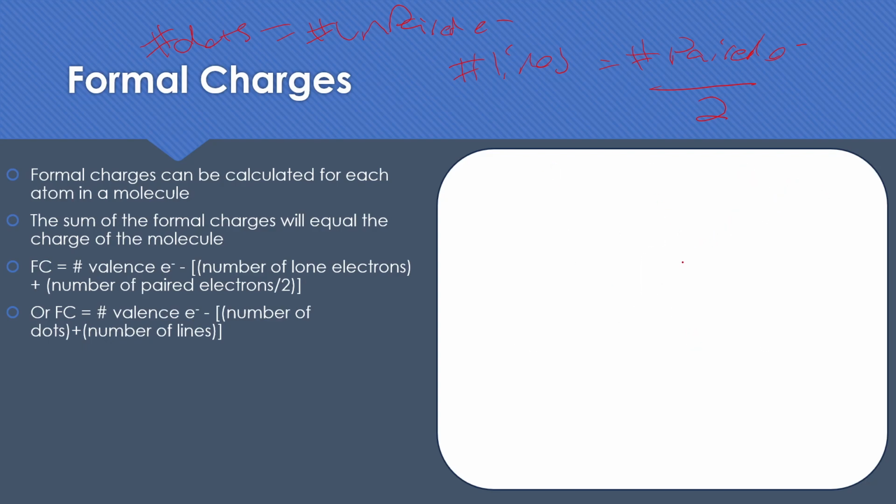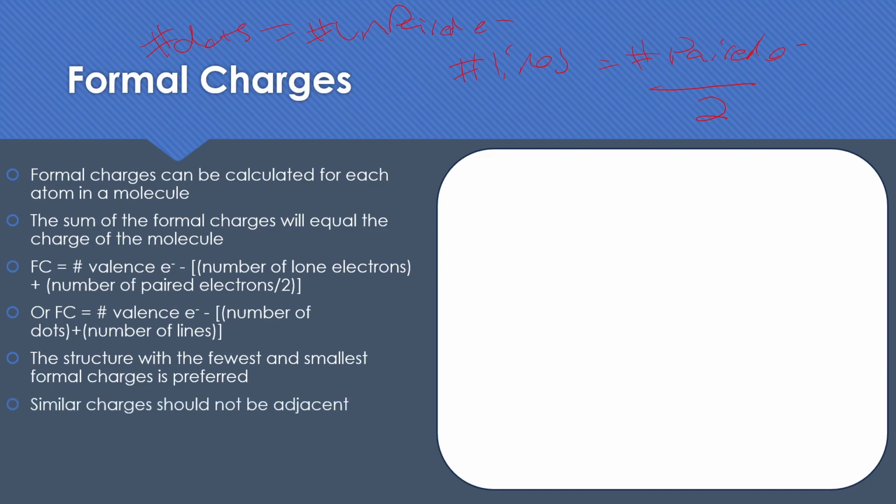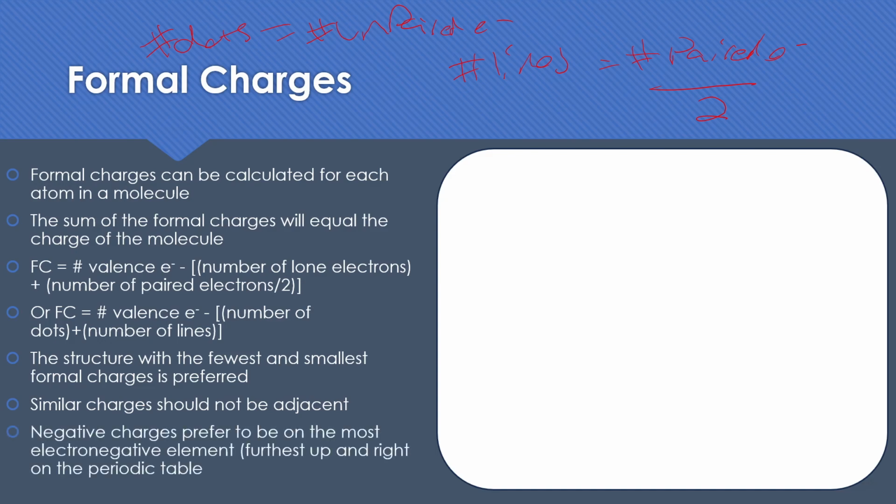Now, some important rules for formal charges, and this is where this helps us evaluate molecules, because you could conceive of molecules where there are multiple different ways to draw it, where you are fulfilling the octet rule, but they'll have different formal charges, okay? So here are some rules. You want the structure with the fewest and smallest formal charges. Similar charges, pluses and pluses, minuses and minuses, should not be adjacent, so they have to be separated by one or more atoms. And then negative charges should be on the most electronegative element.